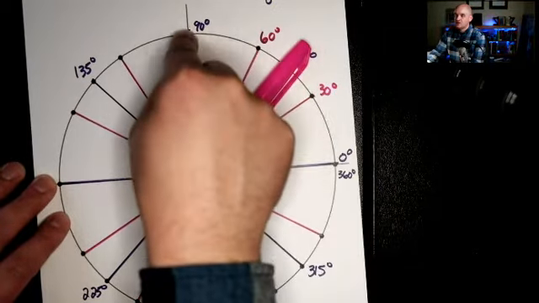So let's go back. And now we're going to do the exact same thing, except this time we're going to do it with radians. So if I start off here at 0, I still have 0 radians. That does not change. So we got 0 radians right here.